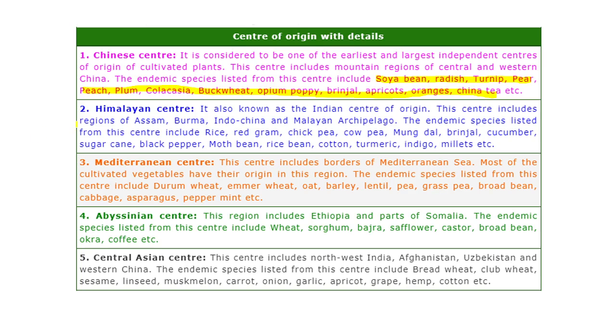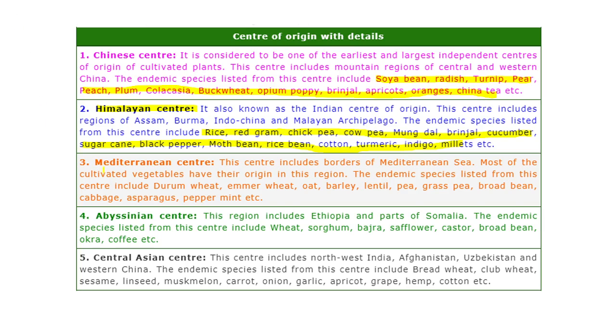India also has a center of origin, that is the Himalayan center of origin. It is also called the Indian center of origin. The center includes Assam, Burma, Indochina, and the Malayan archipelago. The major species that originate there are rice, red gram, chickpea, cowpea, moong dal, brinjal, cucumber, sugarcane, black pepper, moth bean, rice bean, cotton, turmeric, indigo, and millets. All these originate in India only.